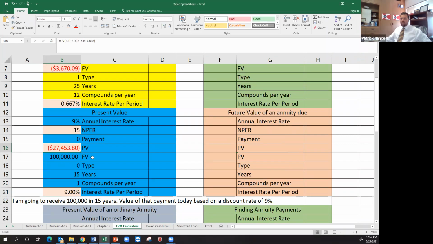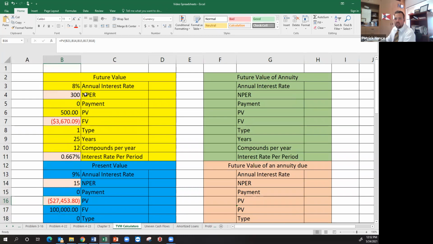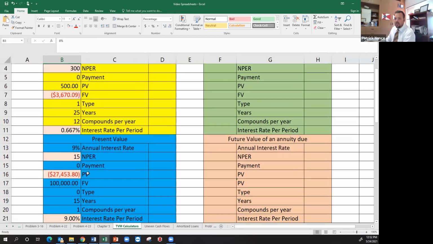So what I can say is that if I had, and I can check this math by the way by doing a future value with it. What this means is that if I put $27,000 into a bank account right now that had an annual interest rate of 9% in exactly 15 years, it would be $100,000. So if you watched my prior video and built this future value one here, I could go back and check that math to make sure this is working out correctly.